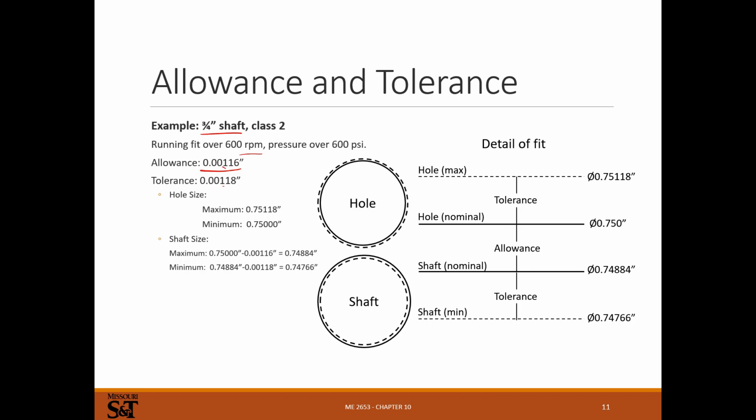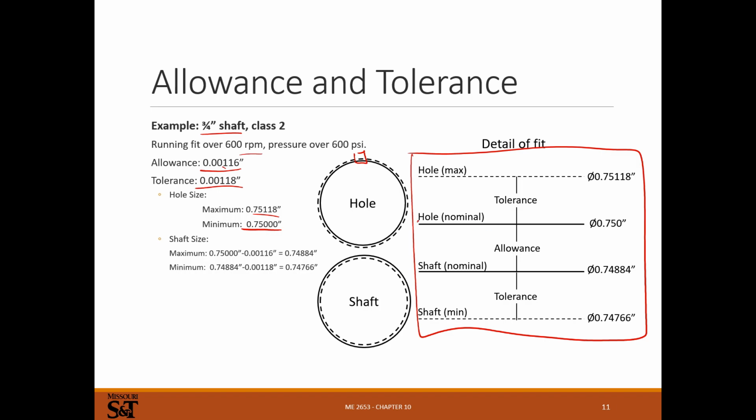So how we work this out: we have our nominal diameter for our hole, and that's where we'll start. We're going to add our tolerance to that to get our maximum size for the hole. I've got a close-up, so if you zoomed in right here, that's what this would be.